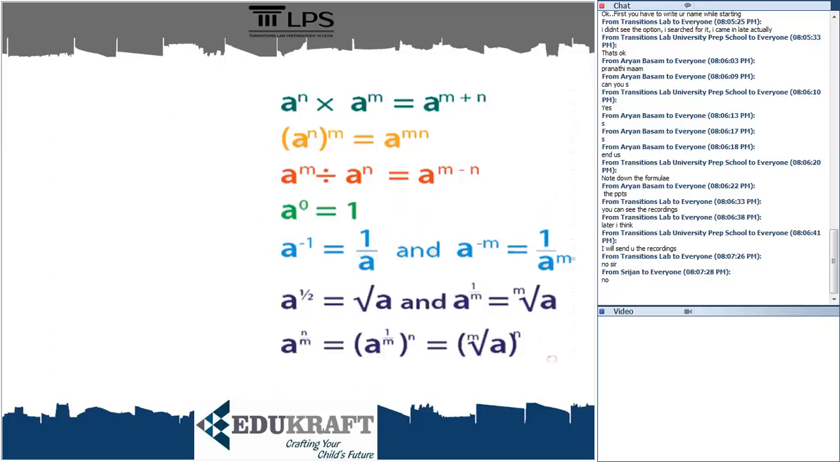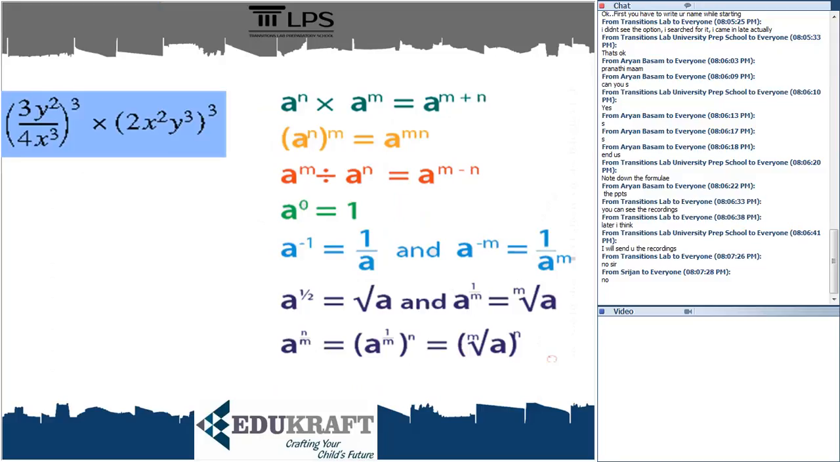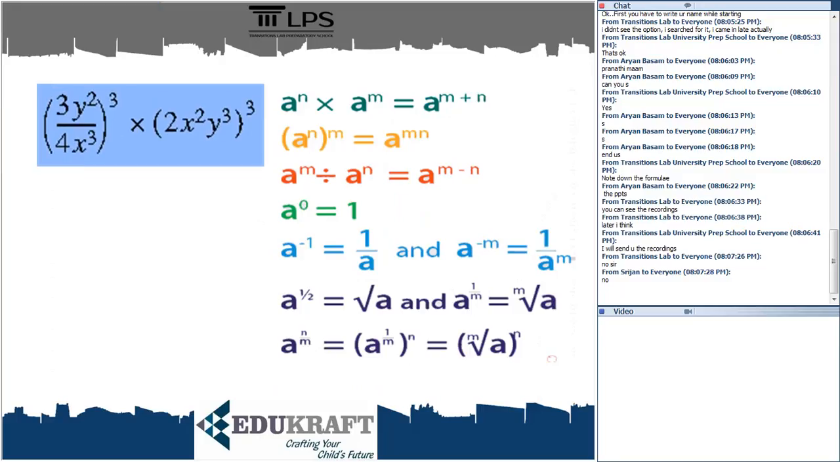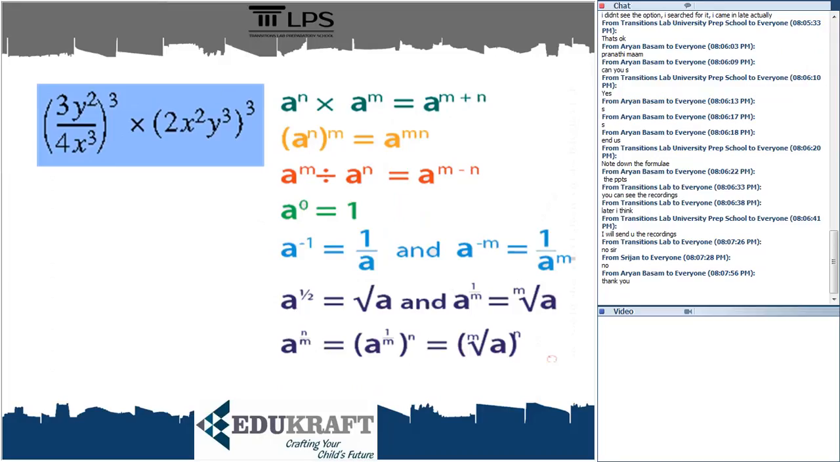The rule is on the screen once again, and the question is also on the screen. What you have to do simply is to simplify this expression. All the rules are on the right hand side. Can students quickly work out the answer and share it on the chat? You simply have to use the rules to get the answer. Does anyone have the answer?